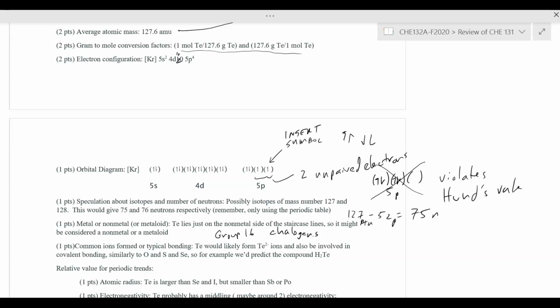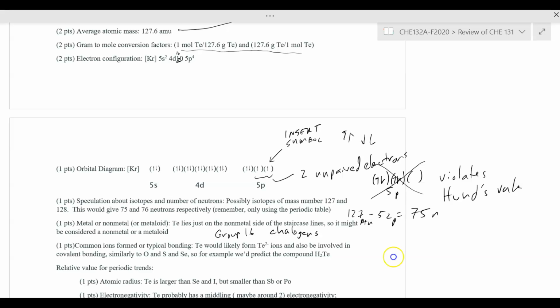In terms of the bonding or ions that form, so tellurium as a non-metal, I'd expect it to participate in covalent bonding. If it formed an ion, it would probably form a -2 ion, because then it would have a xenon electron configuration, so I wouldn't be surprised to see Te2-, which would be called telluride.